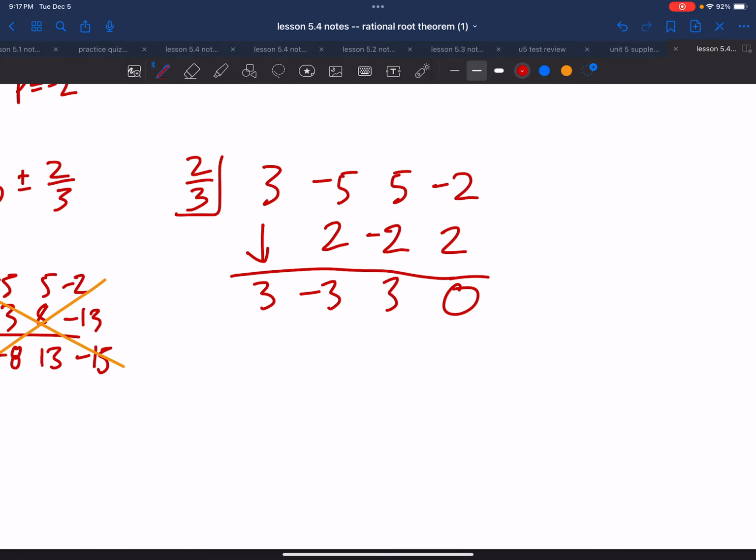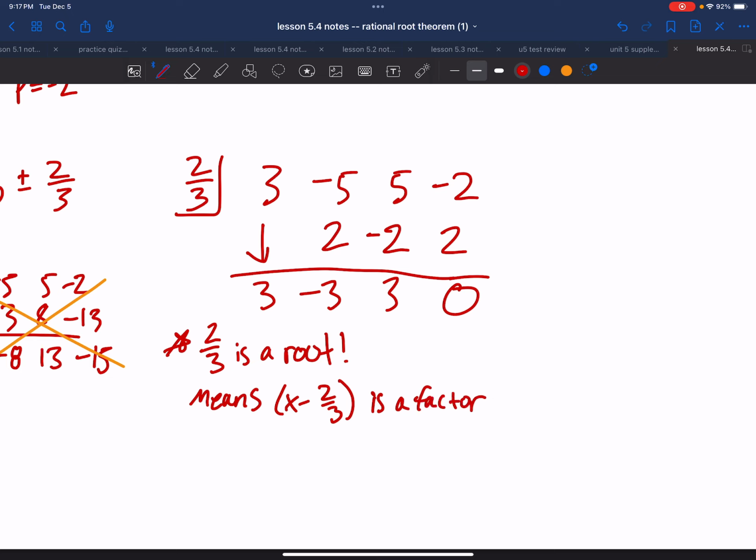So the polynomial that's left over here, right, first of all, 2/3 is a root. So that's special. And this means x minus 2/3 is a factor. Okay? Because that's the root you take. That's how synthetic division works. Do we usually write it with fractions like this? Not really. We try to keep it whole numbers. But, you know, you'll see as we work this out.